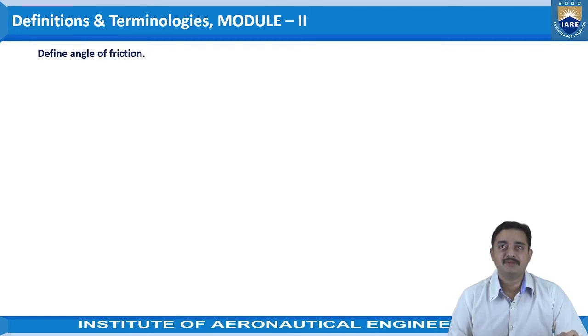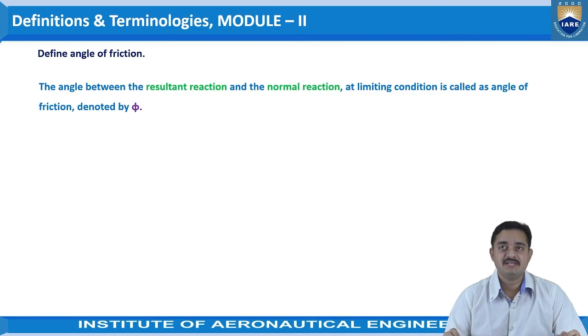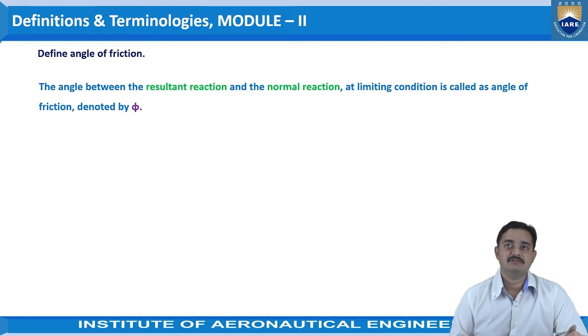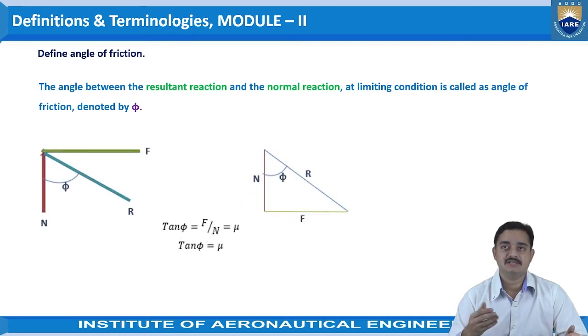Coming to the next one. Define angle of friction. The definition says the angle between the resultant reaction and the normal reaction at limiting condition is called the angle of friction, and it is denoted by the Greek letter phi. Right? So this is the definition. Let us understand using the figure here.